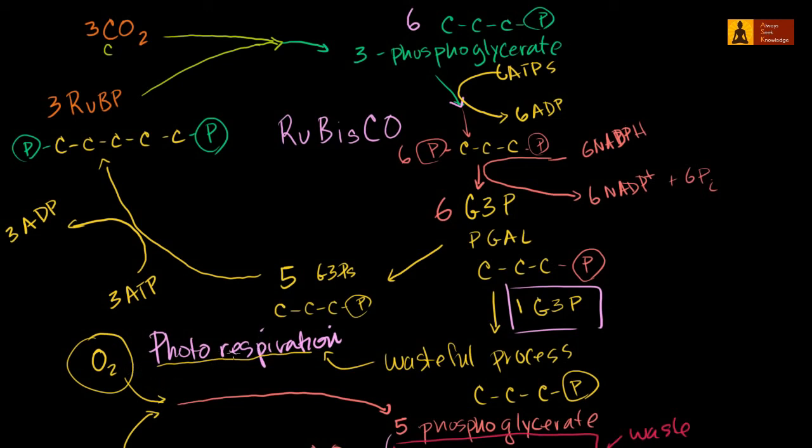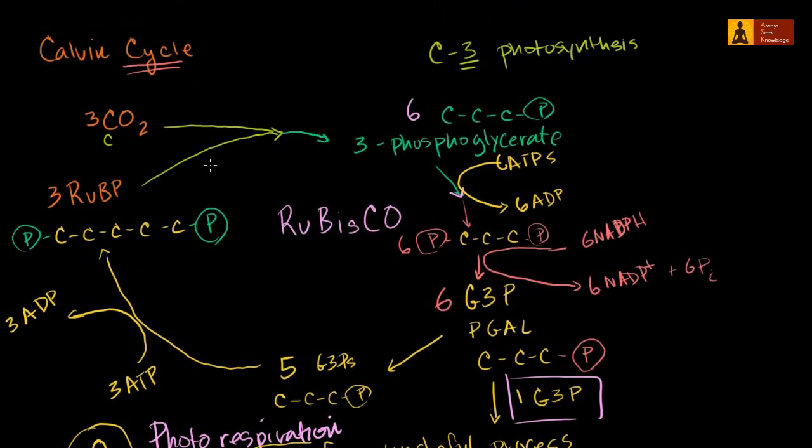But in the next video, I'm going to show you plants that have gotten around this problem by, instead of performing C3 photosynthesis, which is the classic Calvin cycle that I just showed you, performing C4 photosynthesis. And I'll show you what that means in the next video.